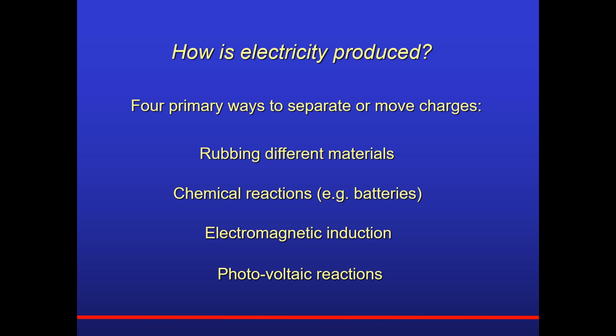The fourth method is called photovoltaic reactions. What is this? This is more typically called solar energy. It's the use of sunlight to knock electrons out of a material. Remember, you want to separate charge. So by having the sunlight knock electrons out of the material, you can have the electrons flow through a circuit in order to get back to where they started. And that's the nature of solar energy. This will not be a topic in this course. I'm only including it here because it is one of the 4 primary ways to generate electricity.